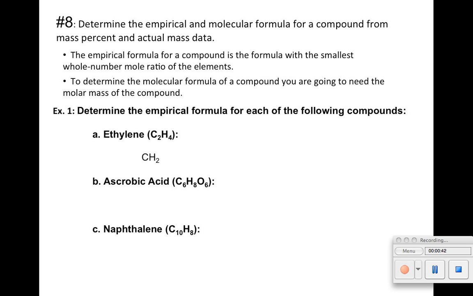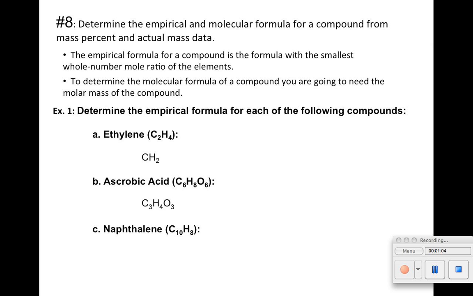Ascorbic acid, C6H8O6, again, is not the empirical formula. That would be what we consider to be a molecular formula. The empirical formula for ascorbic acid is C3H4O3. 6, 8, and 6 in ascorbic acid are all divisible by 2. So that's how you would get your 3, 4, and 3.